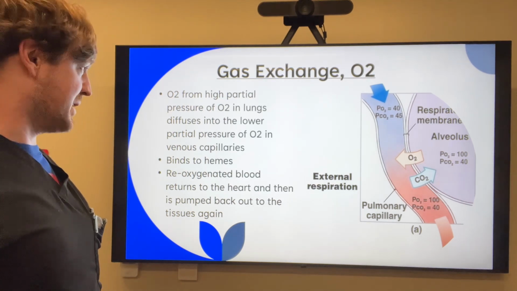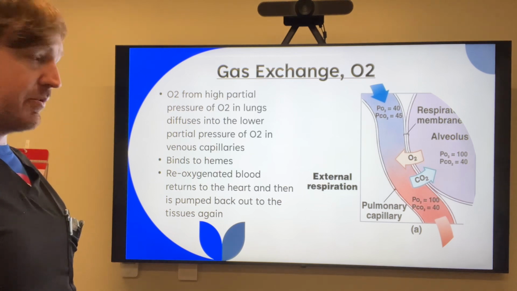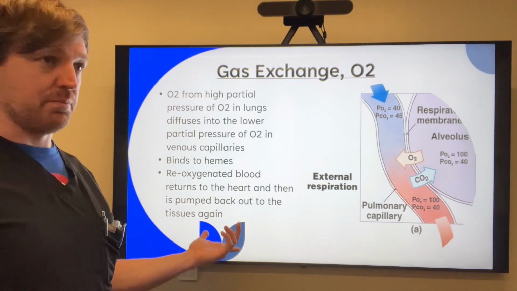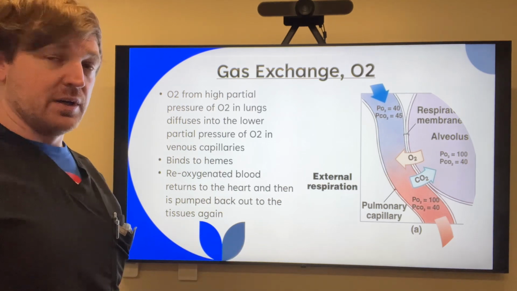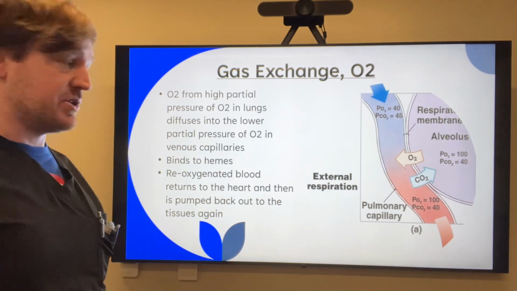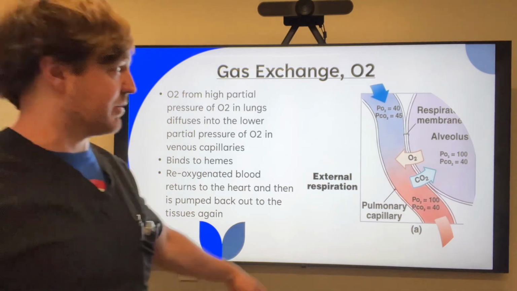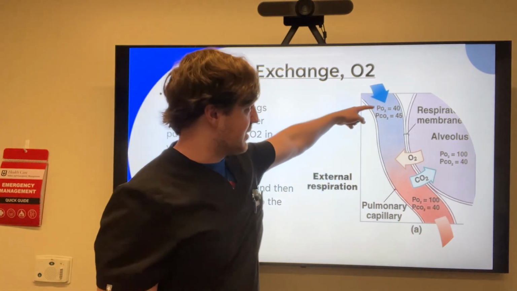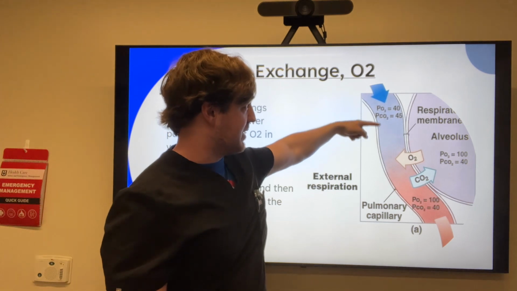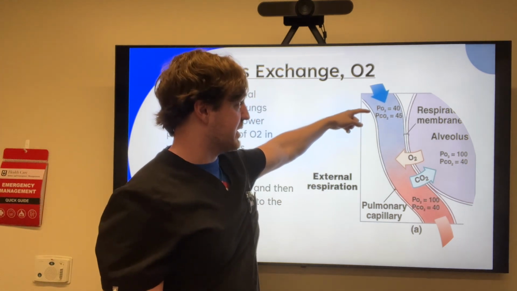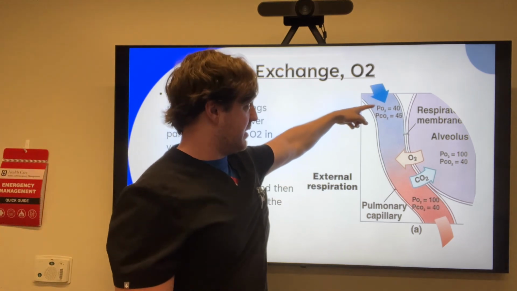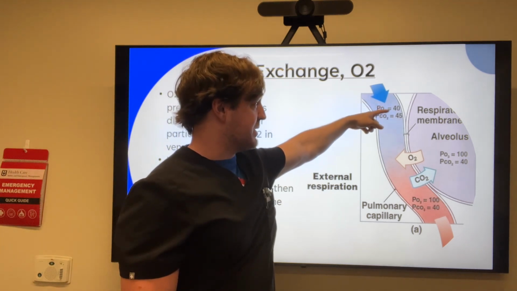And then the O2 binds to the heme, and then the reoxygenated blood goes from the lungs to the heart, and then is pumped back out to the body to bring oxygen to the tissues again. And you can see over here, as it comes in, this is venous blood, or capillary blood, which is mixed venous and arterial technically. But even so, the PO2 is really low, so it's 40.